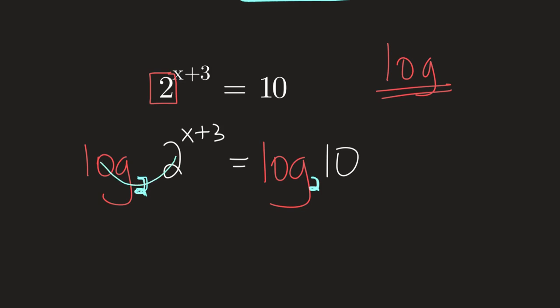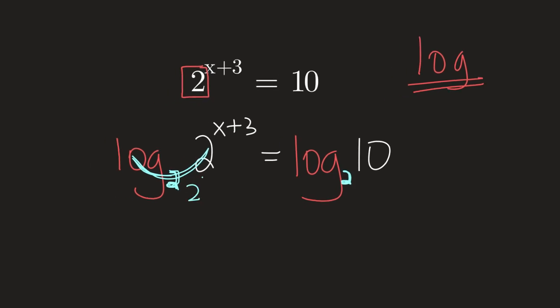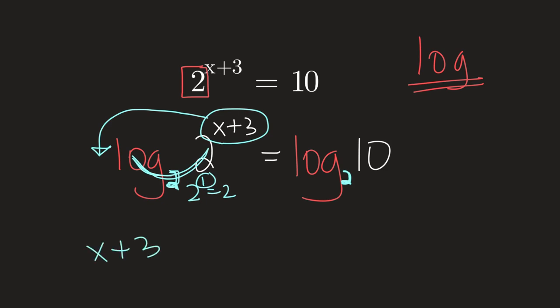Log base 2 of 2 is 1. Okay, because 2 to the first power equals 2. So the answer to a log question is always an exponent. And we allow the property that says you take the power from your exponential and bring it to the front. So this turns into x plus 3 times log base 2 of 2. And like I just said, log base 2 of 2 is the number 1.